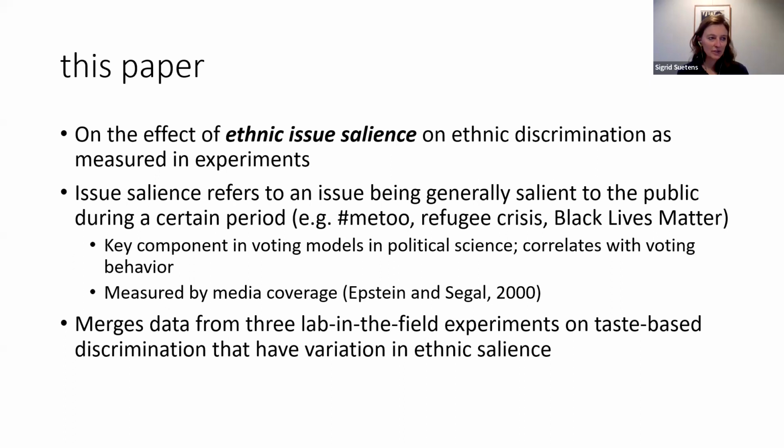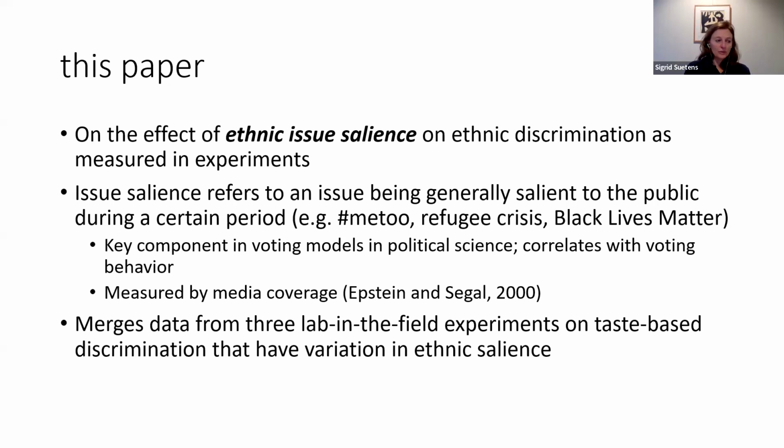So what is ethnic issue salience? Well, first of all, issue salience in general refers to an issue being generally salient to the public during a specific period of time. For example, think of the Me Too movement, the refugee crisis, the Black Lives Matter movement, and so on. Issue salience has been shown in the sociology and political science literature to be a key component in voting models, so it correlates with voting behavior. And typically it is measured by media coverage.